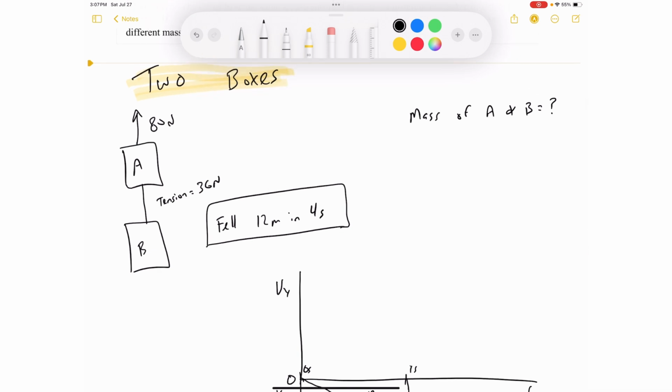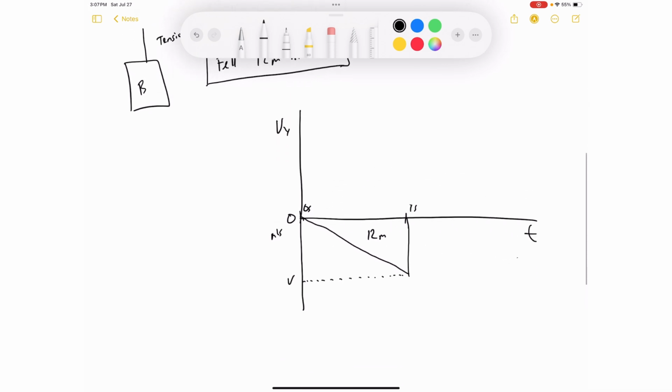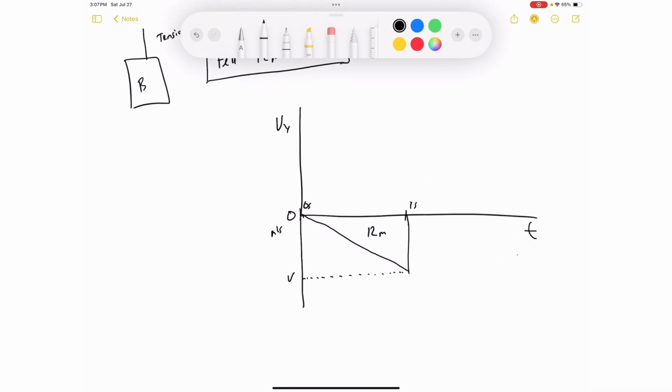Okay, so what I would like to do first is figure out what the acceleration of these boxes is as they go down. Great, so let's do that. As you can see here, I already wrote the velocity in y versus time. This is a graph, and the area under the curve is 12 because the boxes move 12 meters in 4 seconds. It should say 4.